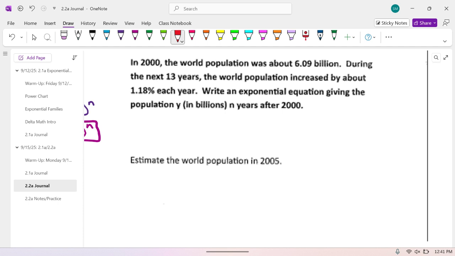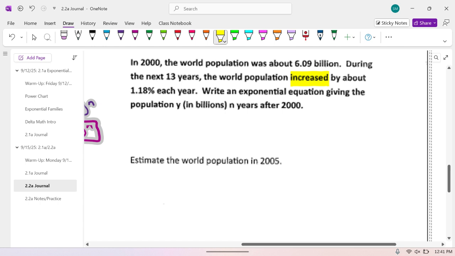All right, so let's set up the function first. Now, I'm not going to write out what each letter should be. I just want you guys to tell me, just kind of going down the line. So first off, would this be a growth or decay? It's definitely a growth. Why? Right, the population's increasing. So keyword increased.